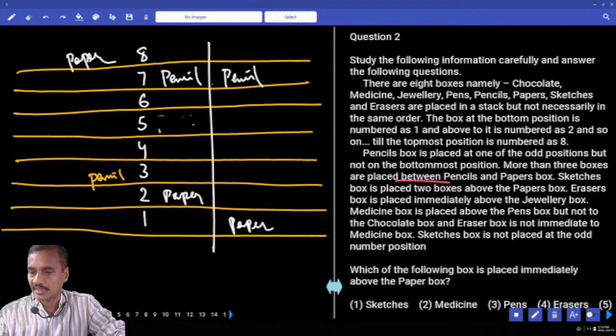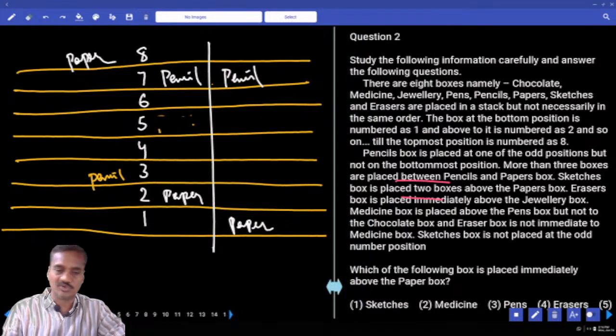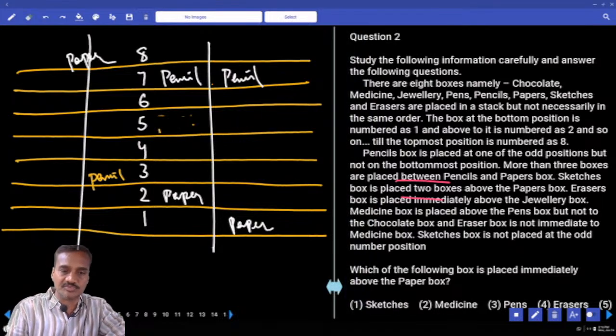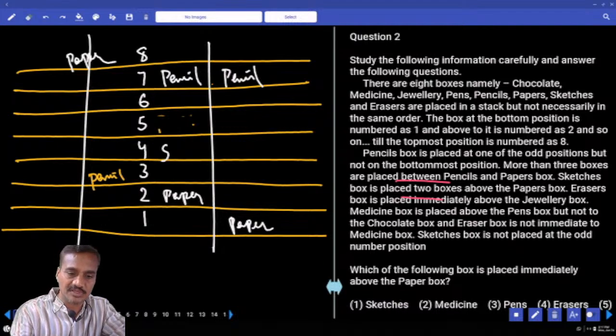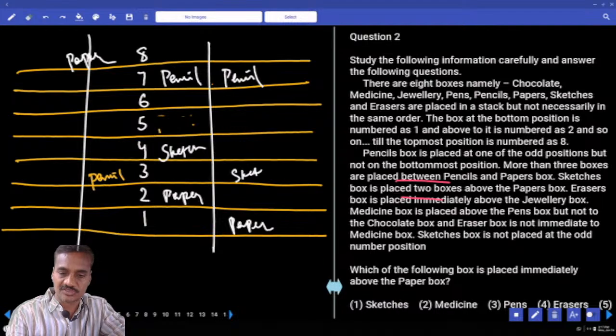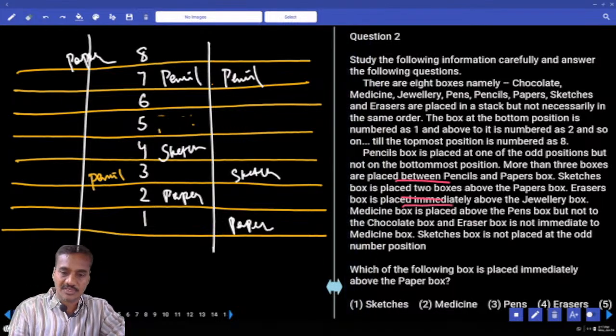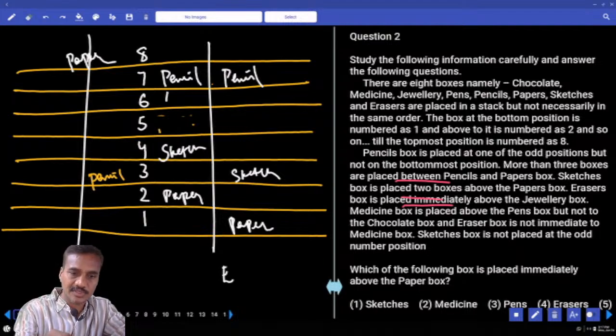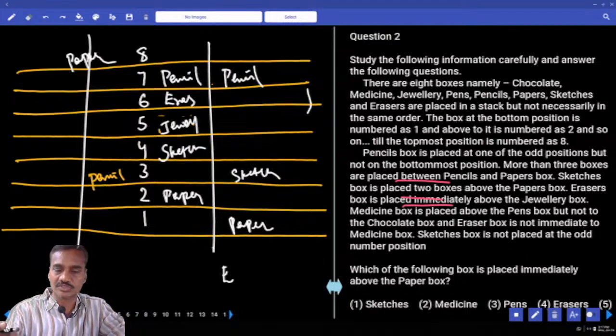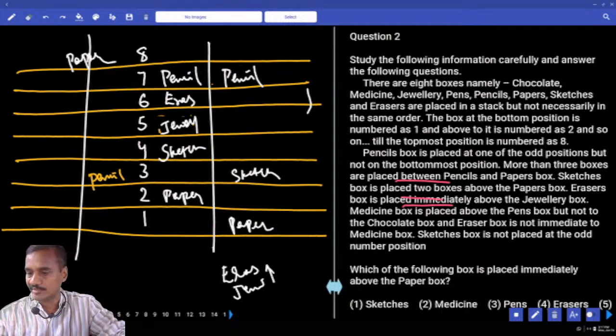More than 3. And sketches box is 2 places above paper. Now here sketches is 2 above, that is sketches is here. And erasers box is immediately above jewelry. In this case, eraser and jewelry must be at these places only. Here we can have 5, 6 or 4, 5. Eraser is immediately above the jewelry box.